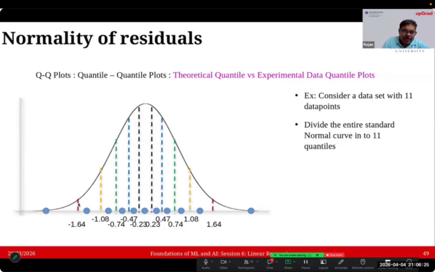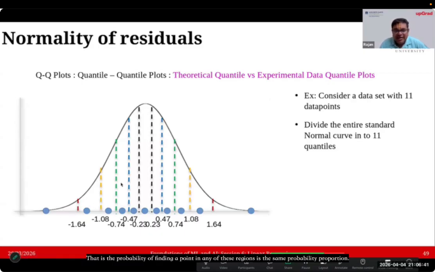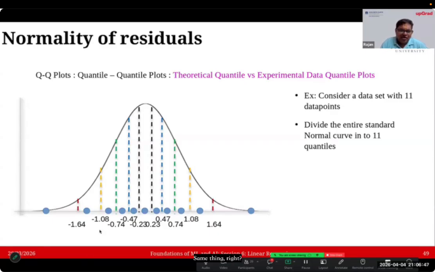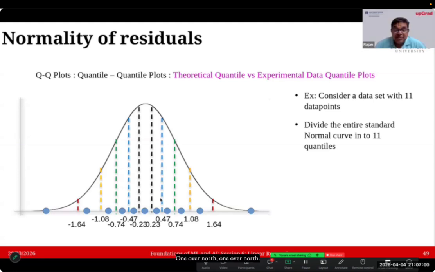What does it mean? The area under the curve between the leftmost point and this first line is the same as the area between this and this yellow line and the curve. That is, the probability of finding a point in any of these regions is the same. Probability, proportion, same thing. That's what it means. Now here's the catch. The probability will be 1 over n.